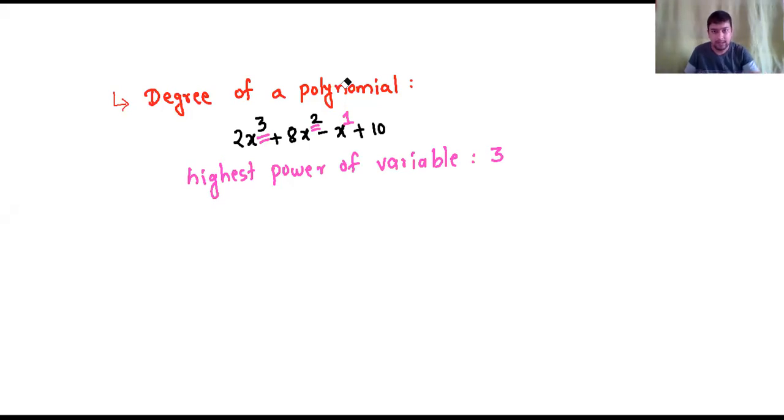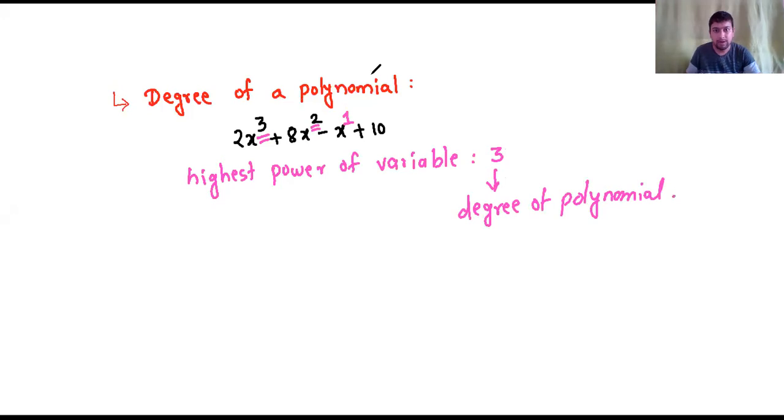So, I will say that 3 is called the degree of the polynomial. So what is the definition? The definition of degree of polynomial is the highest power of variable in the given polynomial.